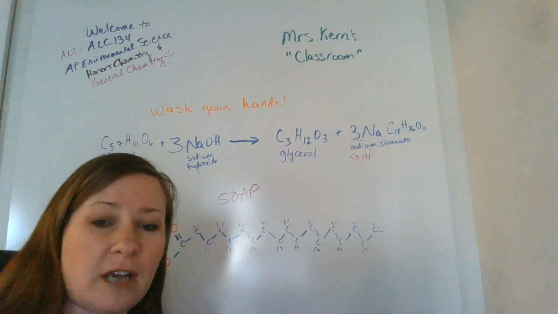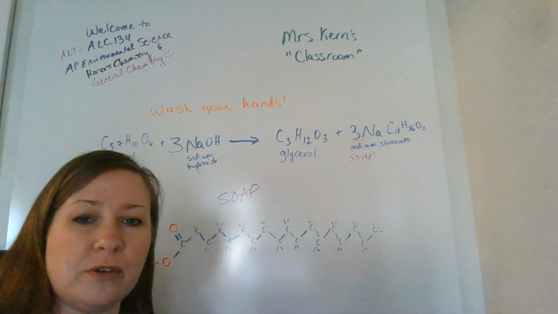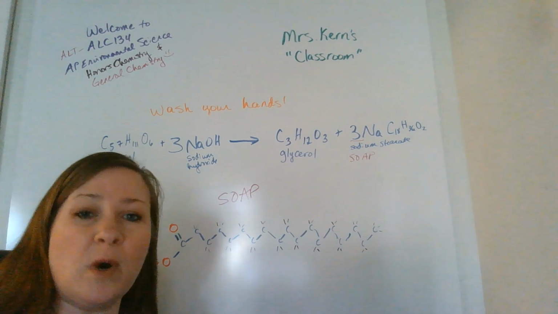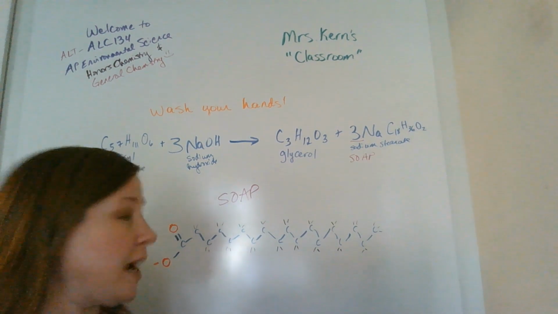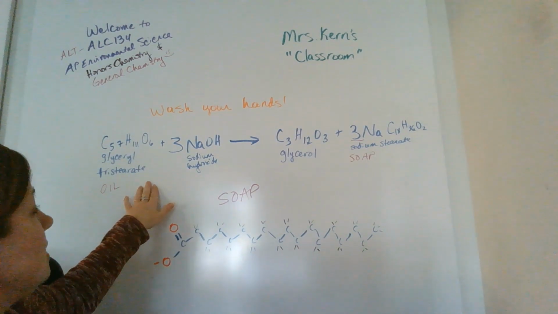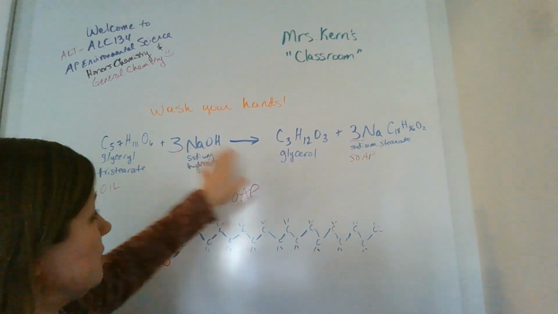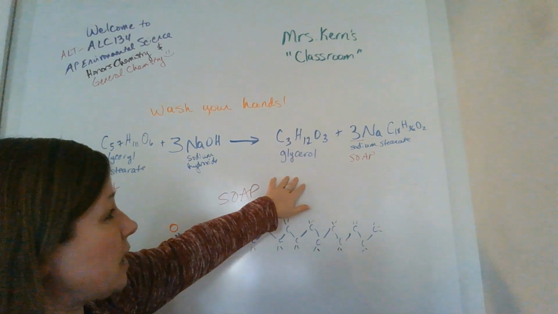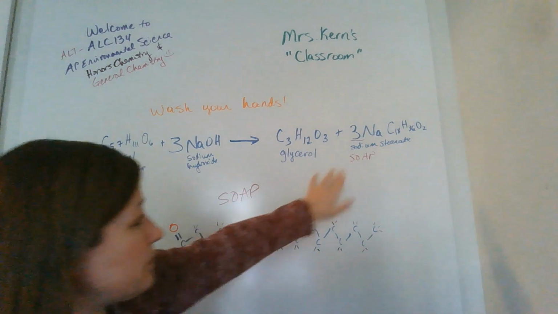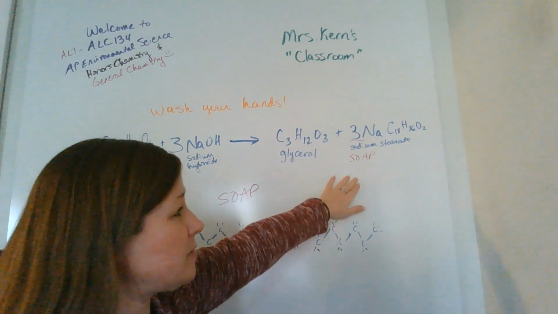This is a general reaction. We're going to use a lot of different oils to make our soap, and I'm showing you what one of the oils might look like when it reacts. So here we have glyceryl tristearate. We're going to react it with 3 molecules of sodium hydroxide for every molecule of that. And we're going to get a molecule of glycerol and 3 molecules of sodium stearate. And the sodium stearate is the soap.